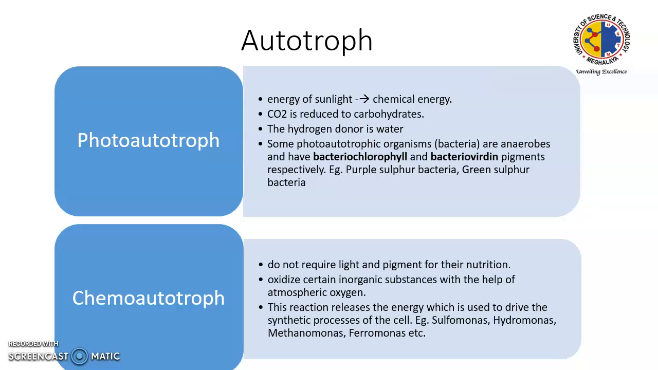In chemoautotrophs, they do not require light energy or pigment for their nutrition. They oxidize certain inorganic substances with the help of atmospheric oxygen, and this reaction releases energy which is used to drive the synthetic processes of the cell. Some examples of chemoautotrophs are Sulfomonas, Hydrogenomonas, Methanomonas and Ferromonas.